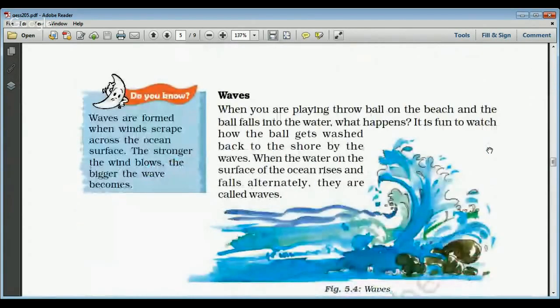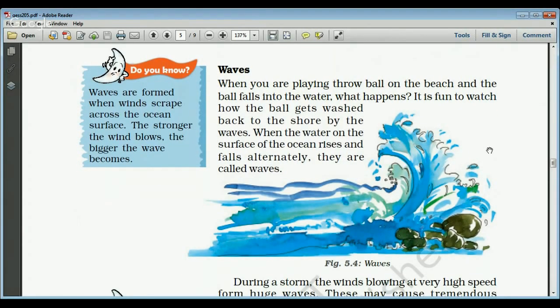And if you see the movement of ocean circulation and of ocean water, the first movement is the waves. Waves are formed when winds scrape across the ocean surface, and because of the friction of the wind with the ocean water, waves are generated. The stronger the wind blows, the bigger the wave becomes. The stronger the wind blows, the higher its velocity, the higher the friction force, and then the bigger wave will be created.